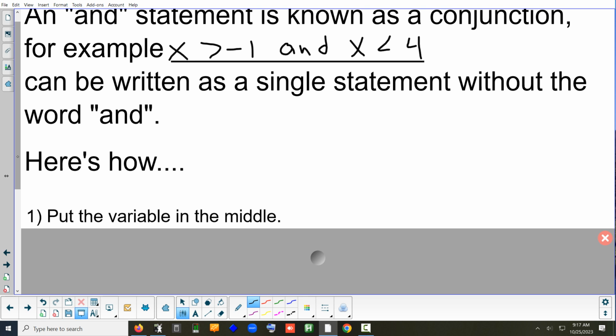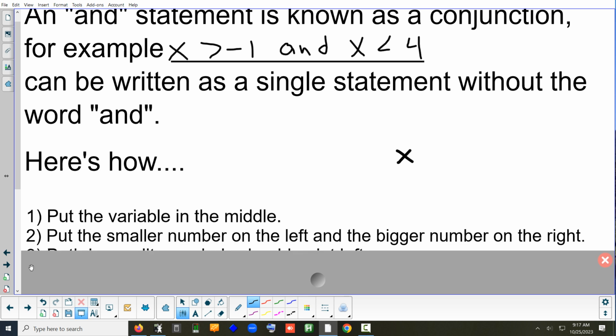It says put the variable in the middle. What's the variable in that example? X. So we're going to put the variable in the middle. Step 1. Okay. Step 2. Put the smaller number on the left and put the bigger number on the right.